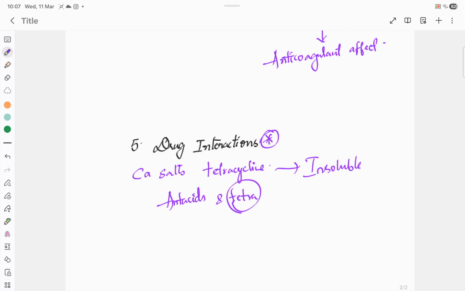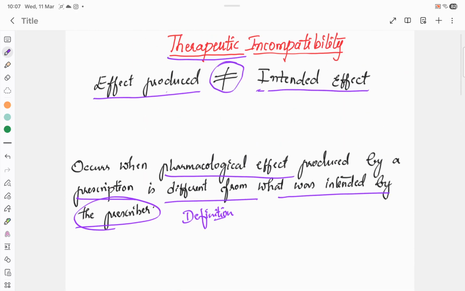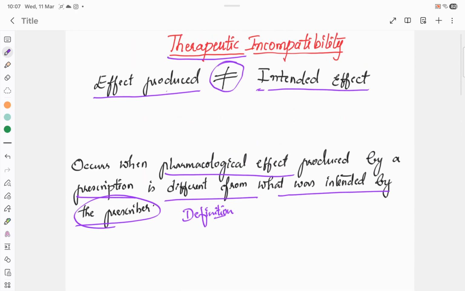So these are various types of therapeutic incompatibilities that we have. To summarize, therapeutic incompatibility occurs when the pharmacological effect of a prescription differs from the intended therapeutic effect, and the major causes include dosage errors, wrong drug or dosage form, contraindicated drugs, or even drug interactions. Understanding therapeutic incompatibility is extremely important because it helps the pharmacist ensure the patient's safety as well as effective treatment.